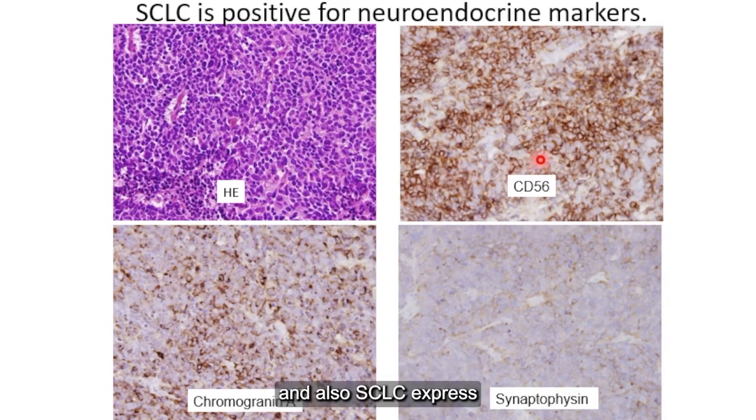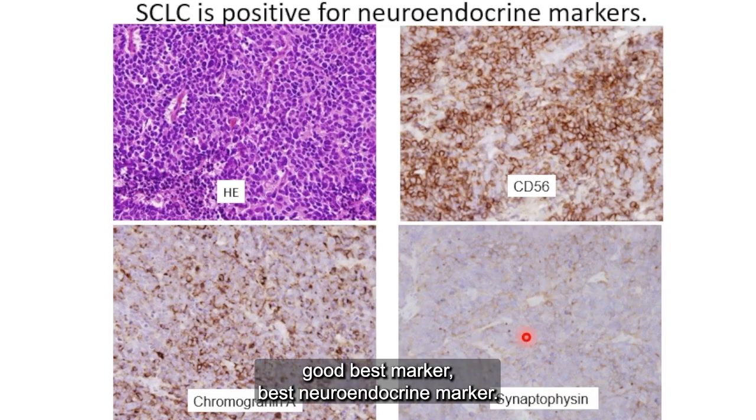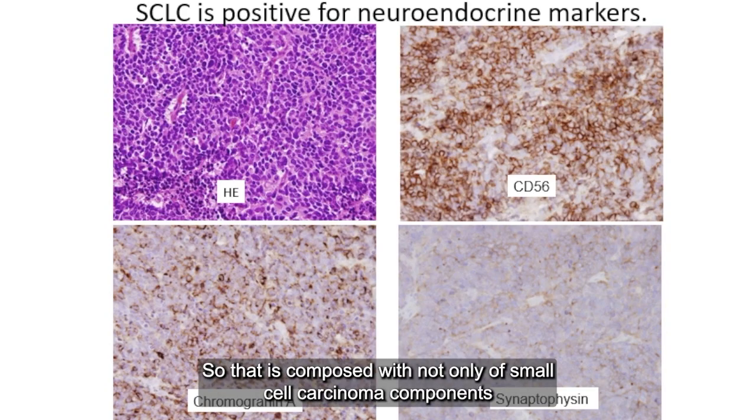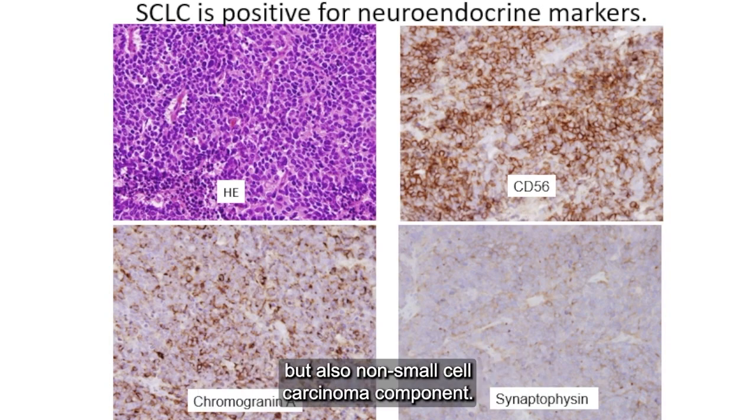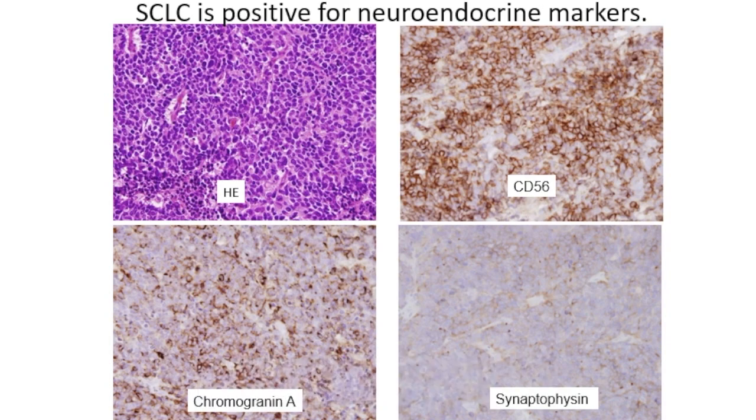And also, SCLC expresses neuroendocrine markers such as CD56, chromogranin A, and synaptophysin. And recently, INSM1 is also possibly the best neuroendocrine marker. And also there is a combined small cell carcinoma, which is composed of not only a small cell carcinoma component but also a non-small cell carcinoma component.